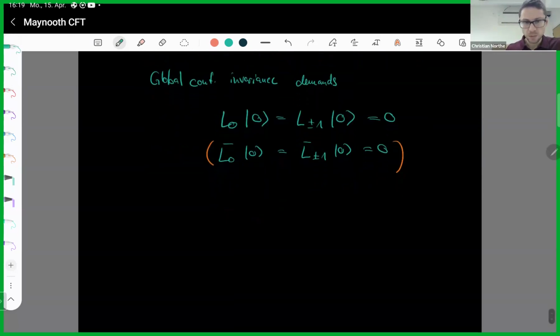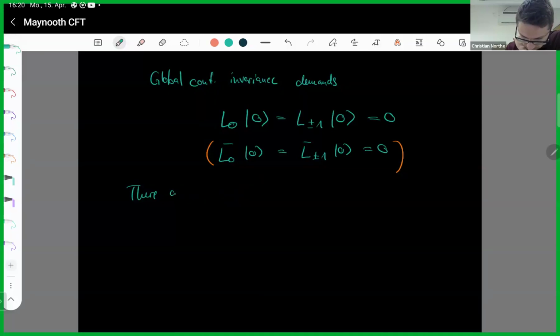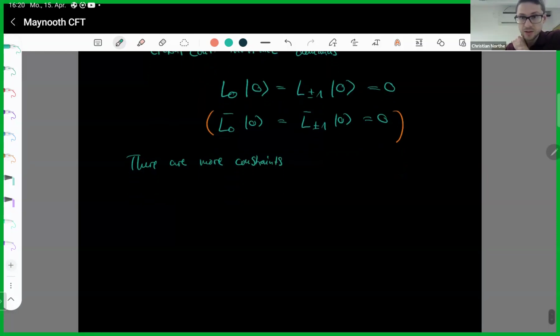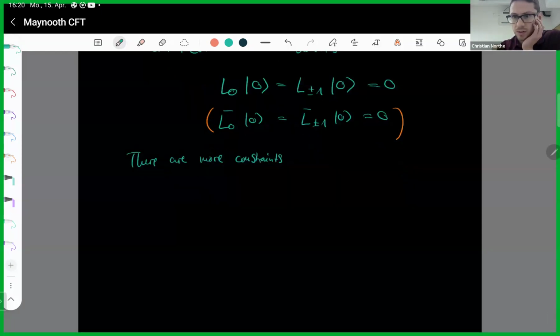And now there's a bit more. There are more constraints. And this is something where we can hope to make some progress. Oh, there's somebody who wants to be admitted. Yeah, sure.